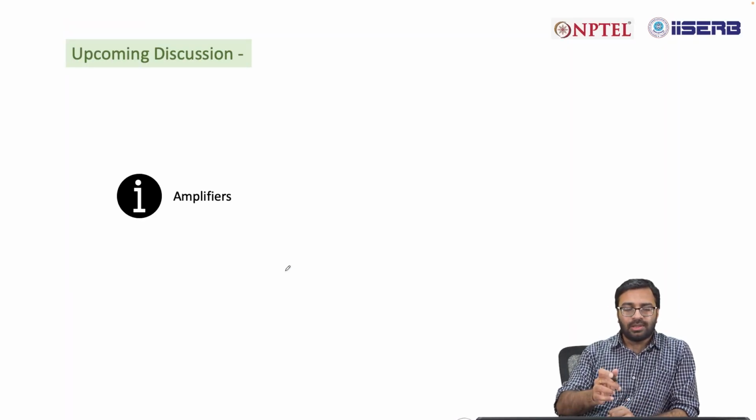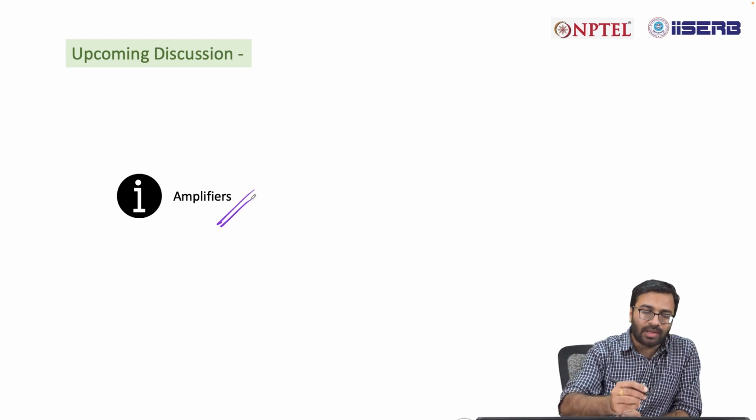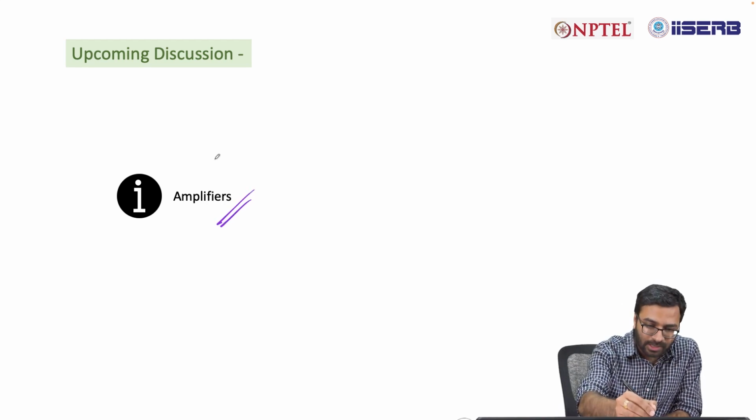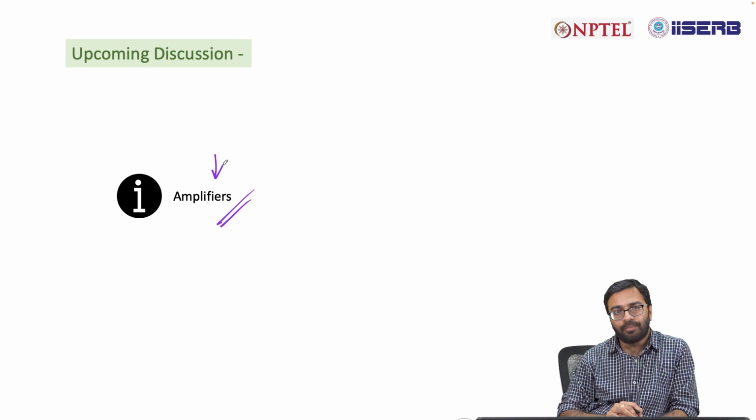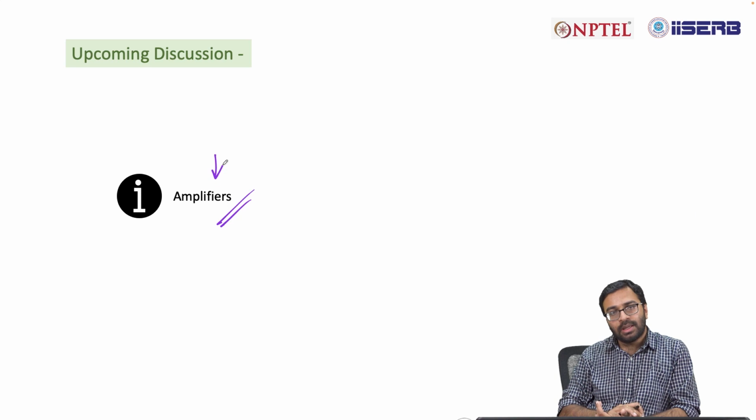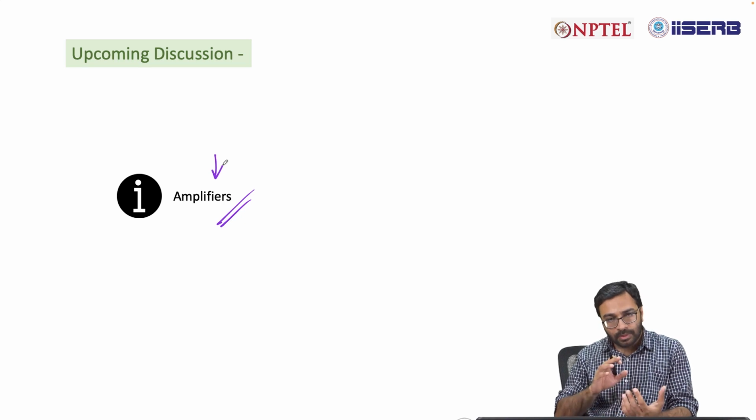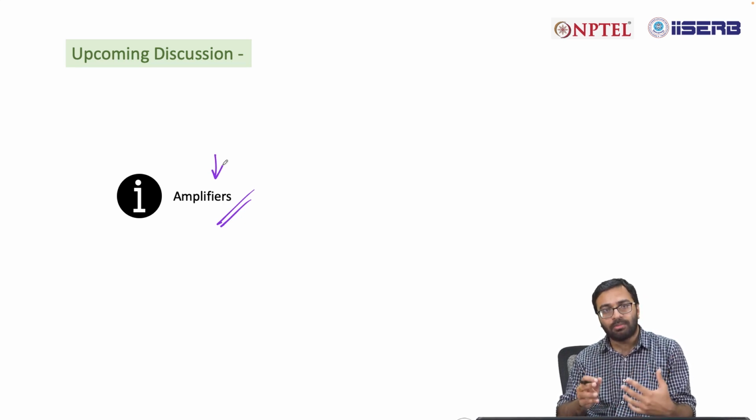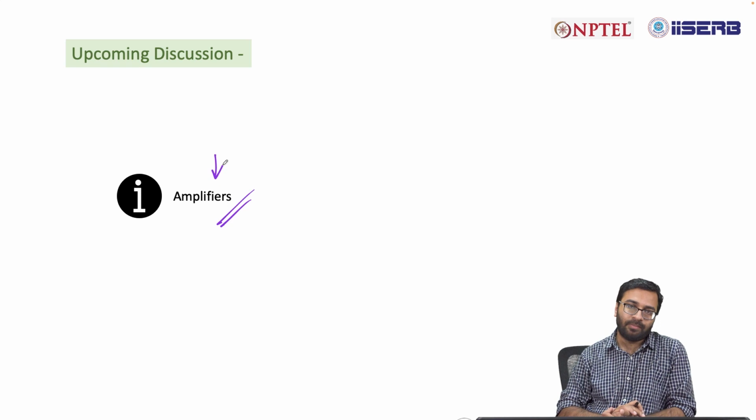In the upcoming discussion, we will discuss what is an amplifier. Amplifier again is a very important component of the entire sensor system, and amplifiers are of various types as well. So, we will discuss some of the very important types and we will see what are the characteristics of amplifiers and how amplifiers will help in measurement or developing a system and why it is important.